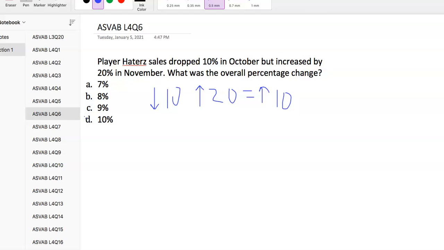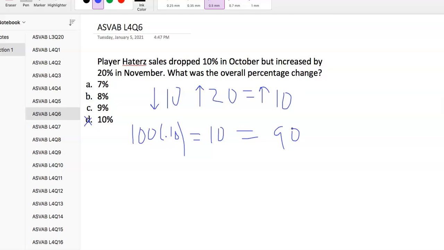Answer choice D. At least eliminate that, because that is never going to be right. Okay, it's the same reasoning, really. Say you start with 100. 100 times 0.1 is 10, so that's what it dropped by in October. So 100 minus 10, then we're down to 90, right?